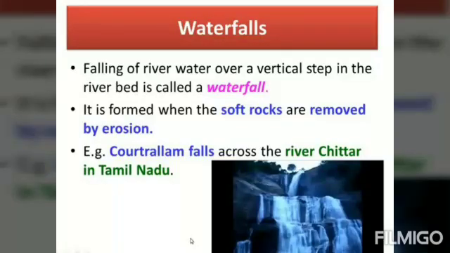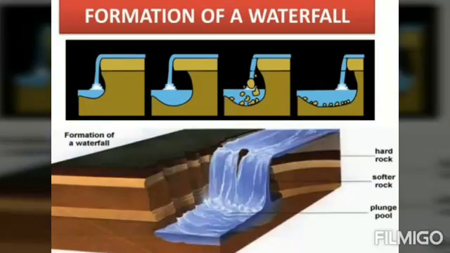Waterfalls. What is a waterfall? Falling of river water over a vertical step in the riverbed is called a waterfall. It is formed when the soft rocks are removed by erosion. Example, Courtallam Falls across the river Chittar in Tamil Nadu. Formation of waterfall, see the pictures.